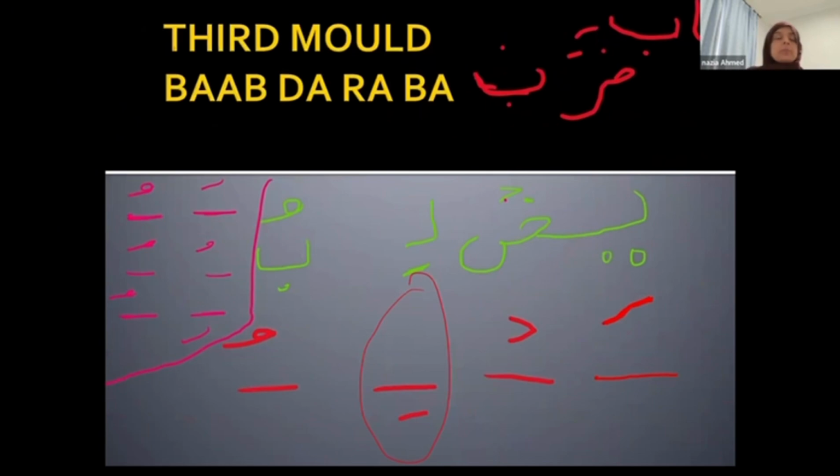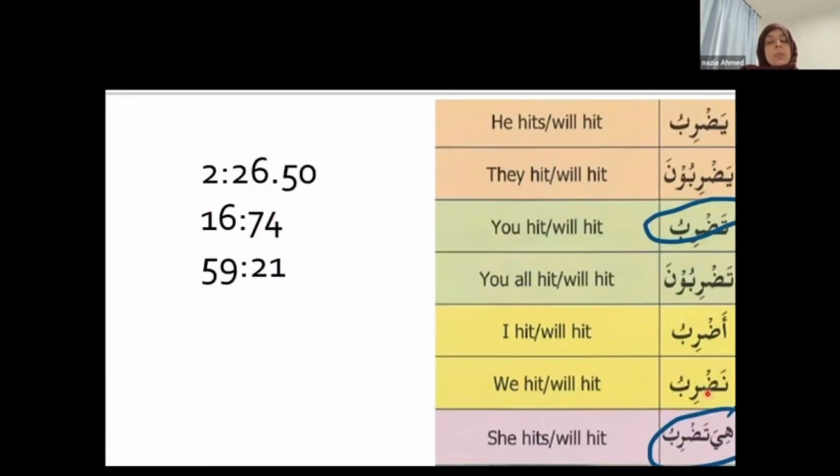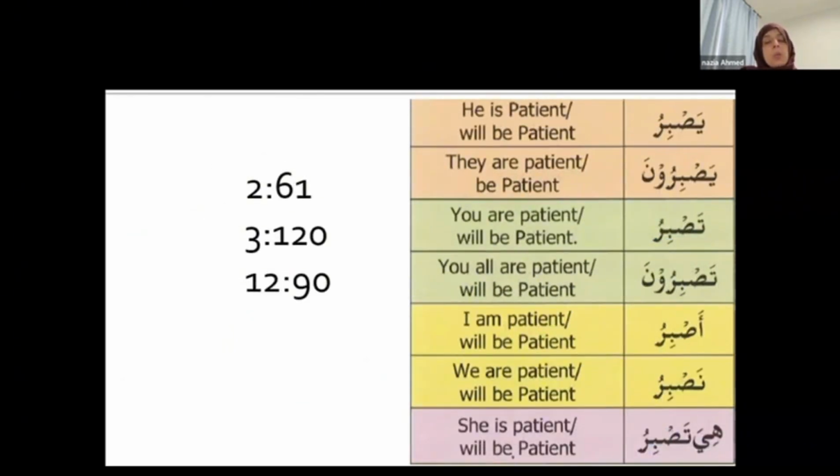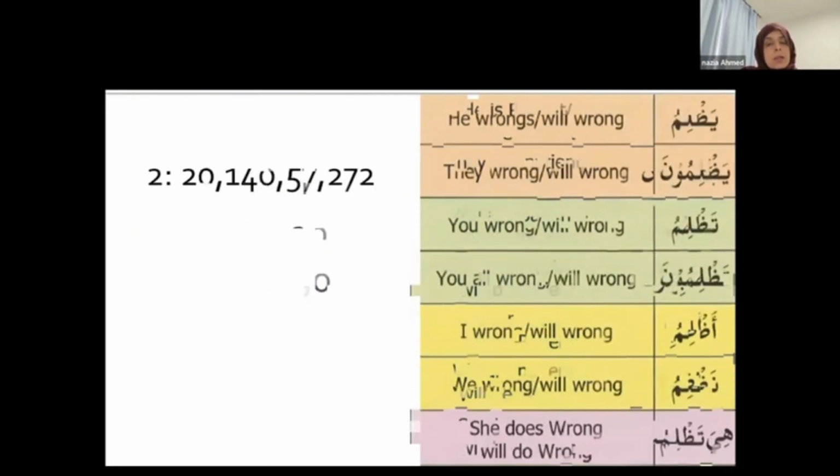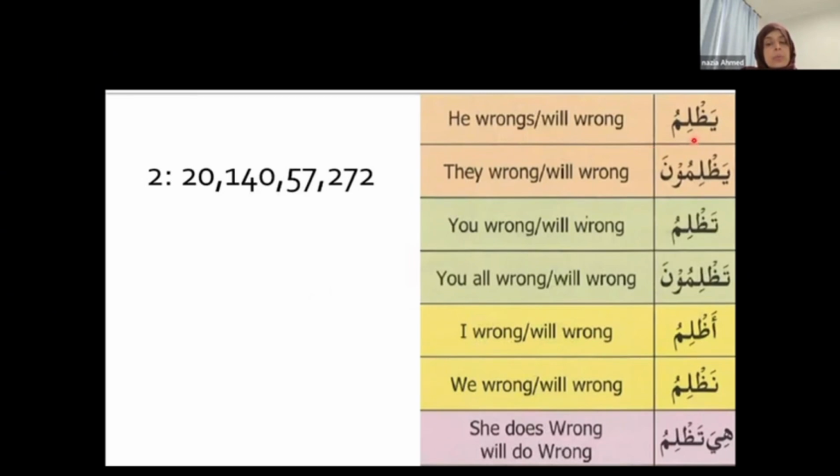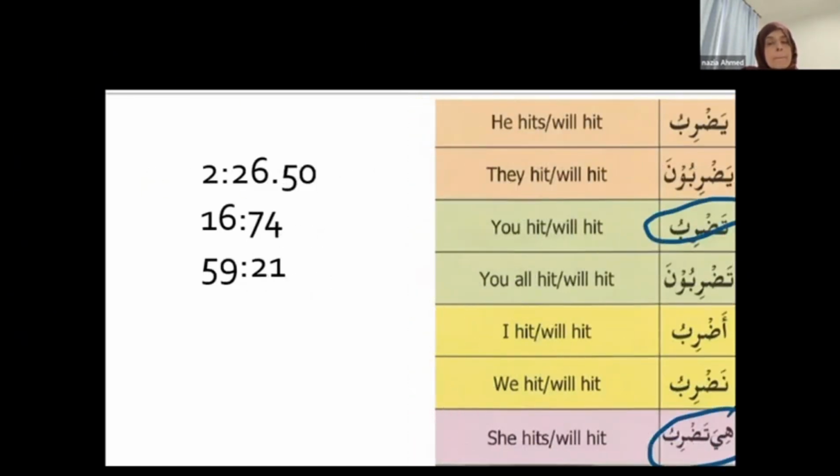Moving on to bab daraba. Third mold. How do we recognize? Because there is kasra or zair on kalima ain. Yadribu. Yadribu, yadribuna, tadribu, tadribuna, adribu, nadribu. Yasbiru. Yasbir. Can you see? Yasbiru. Kasra. Yazlimu. Yeah? Yazlimu. So these are the three molds of mudare.